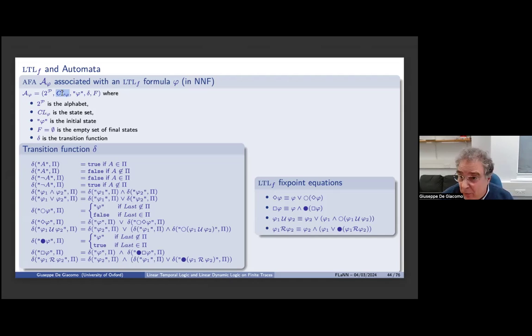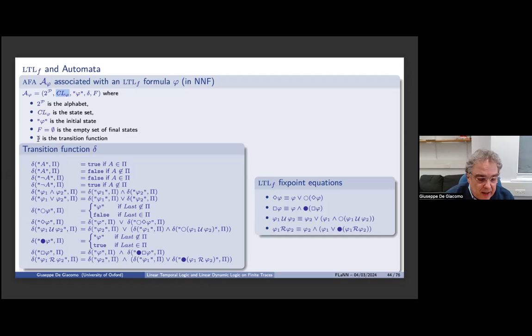And here we have to be careful because the sub-formula of any fixed point based logic are not the syntactic sub-formulas, but are the sub-formulas of the corresponding fixed point equation. Okay, and I'm going to go to it in a moment. And this is why we say Fischer-Ladner closure. And then you have as initial state the formula itself. As final state, and nothing is final. You will simply consume the formula while executing.